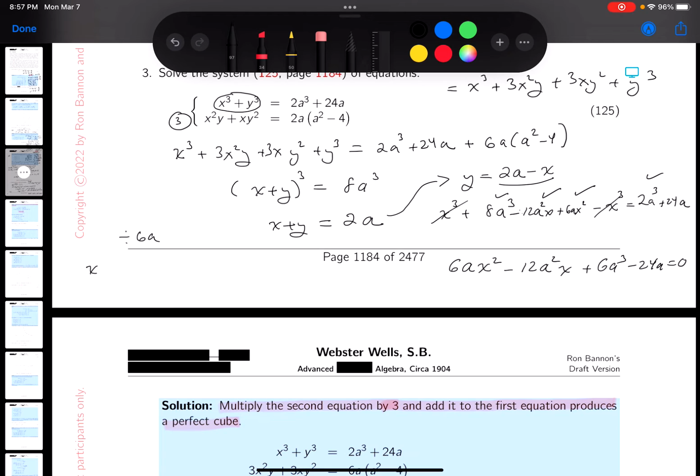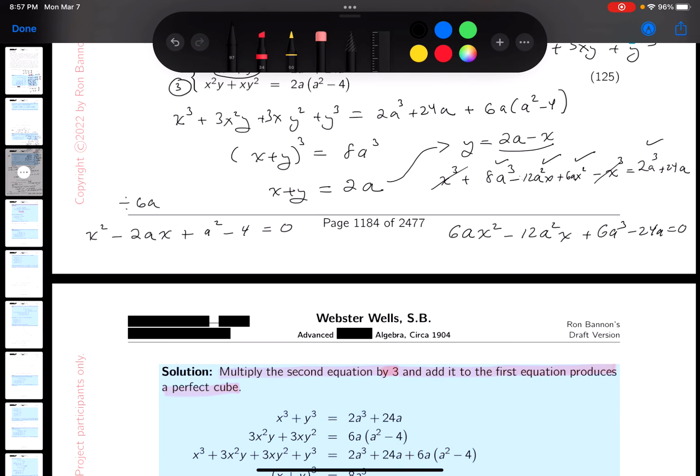You're going to get x squared minus, I have to be real careful here, right? So 2a x plus, I'm divided by 6a. That's a squared minus 4 equals 0. Well, things are getting a little more apparent to me. I'm going to write this as x squared minus 2ax. And I'm going to write this as plus (a minus 2)(a plus 2) equals 0.